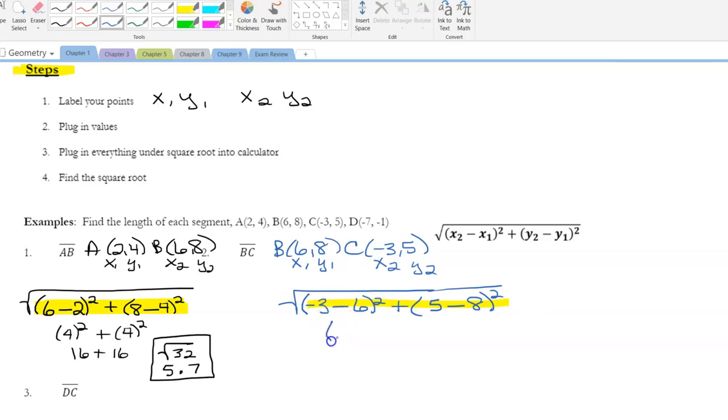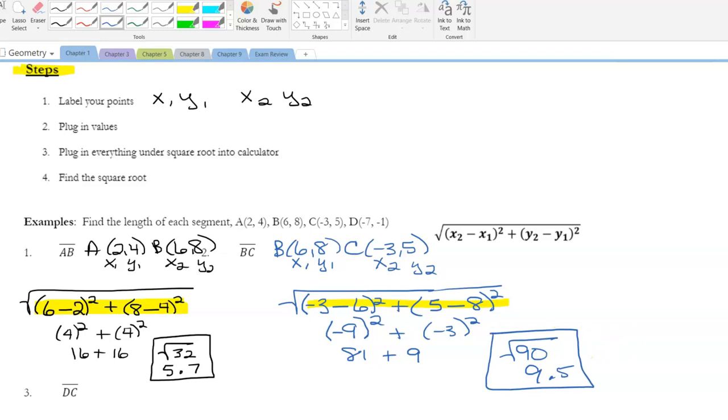Okay, so this one is negative 9 squared plus negative 3 squared. When you're doing this, if you don't use parentheses in your calculator, it's going to give you the wrong answer. But you also could just remember a negative 9 times a negative 9 is a positive 81. Whenever you square a number, it becomes positive. And then negative 3 times negative 3 is a positive 9. So 81 plus 9 is 90. Remember, we put our square root over it. If you want to change it to a decimal, the square root of 90 is 9.48, so we'll say it's 9.5.